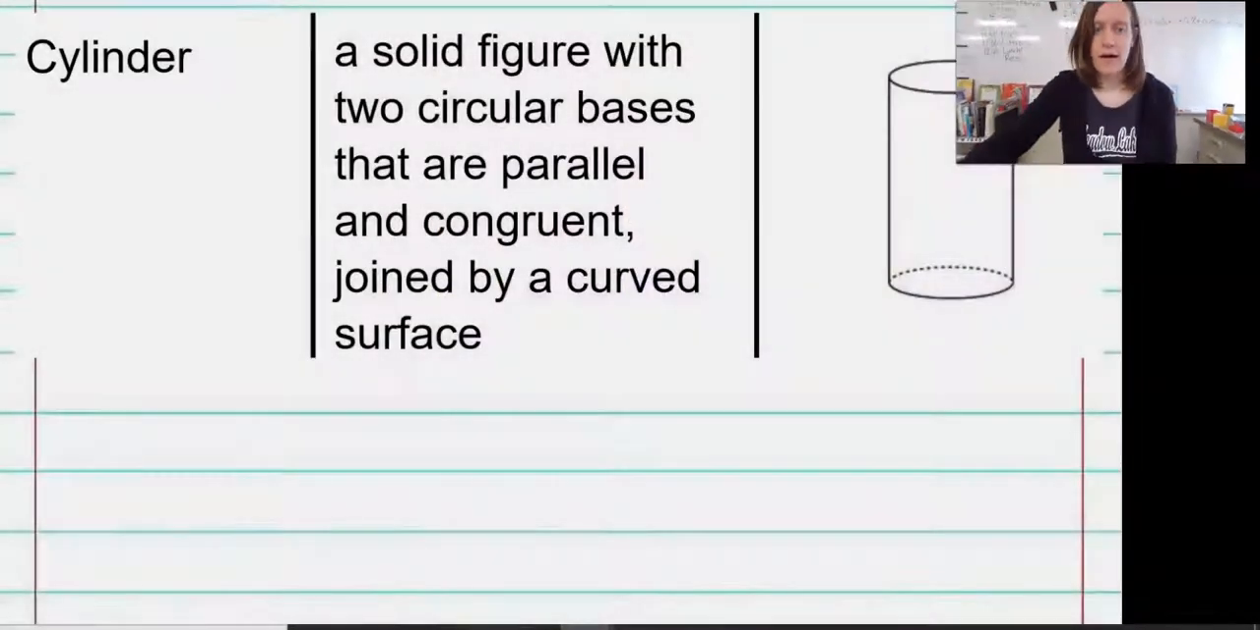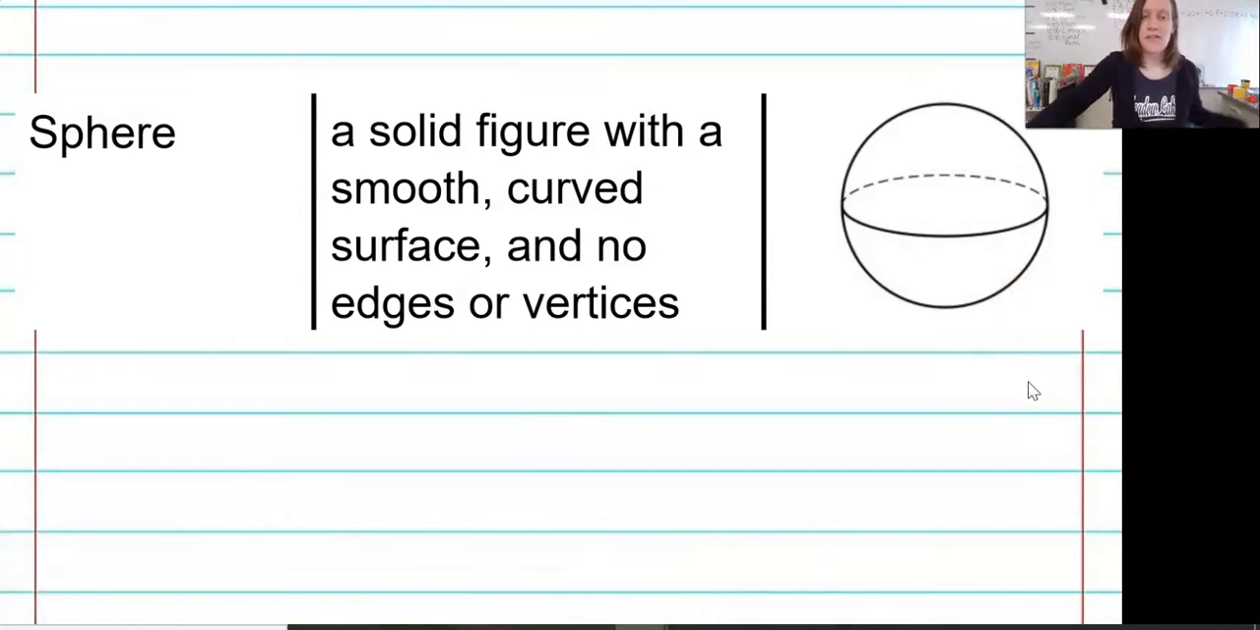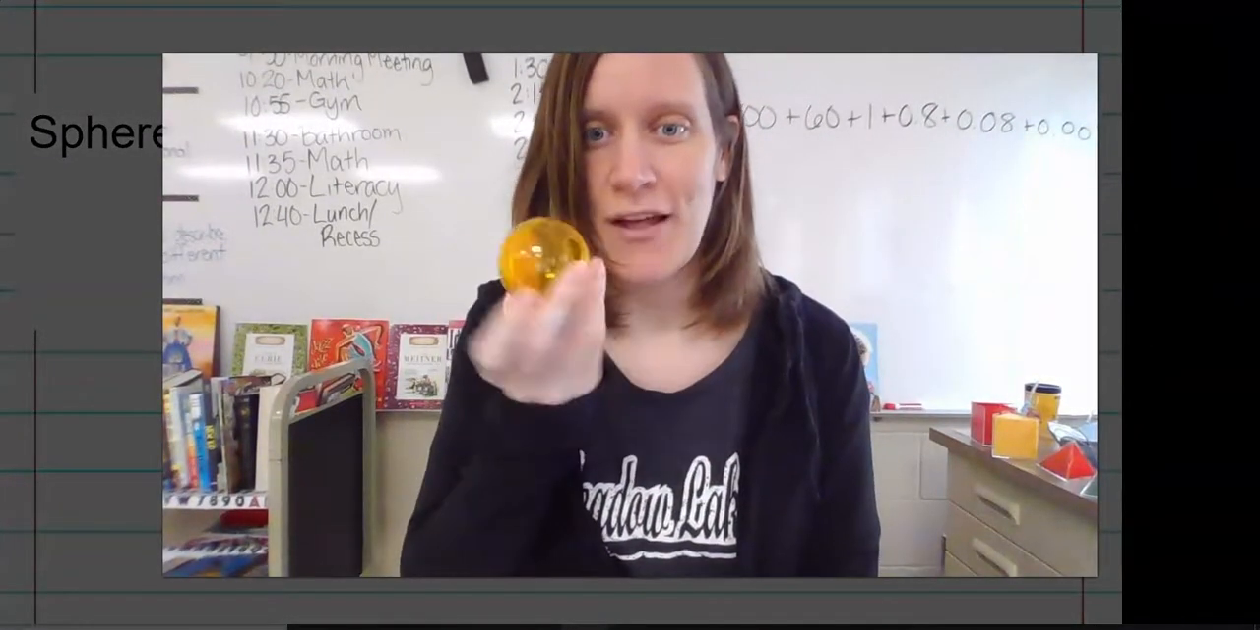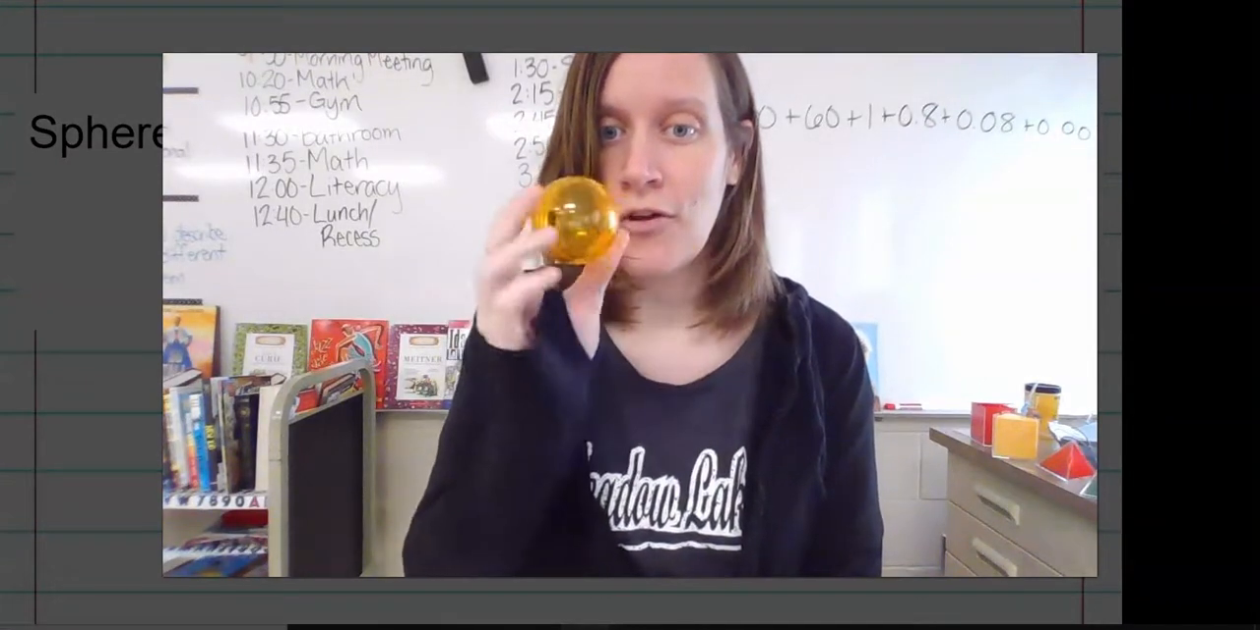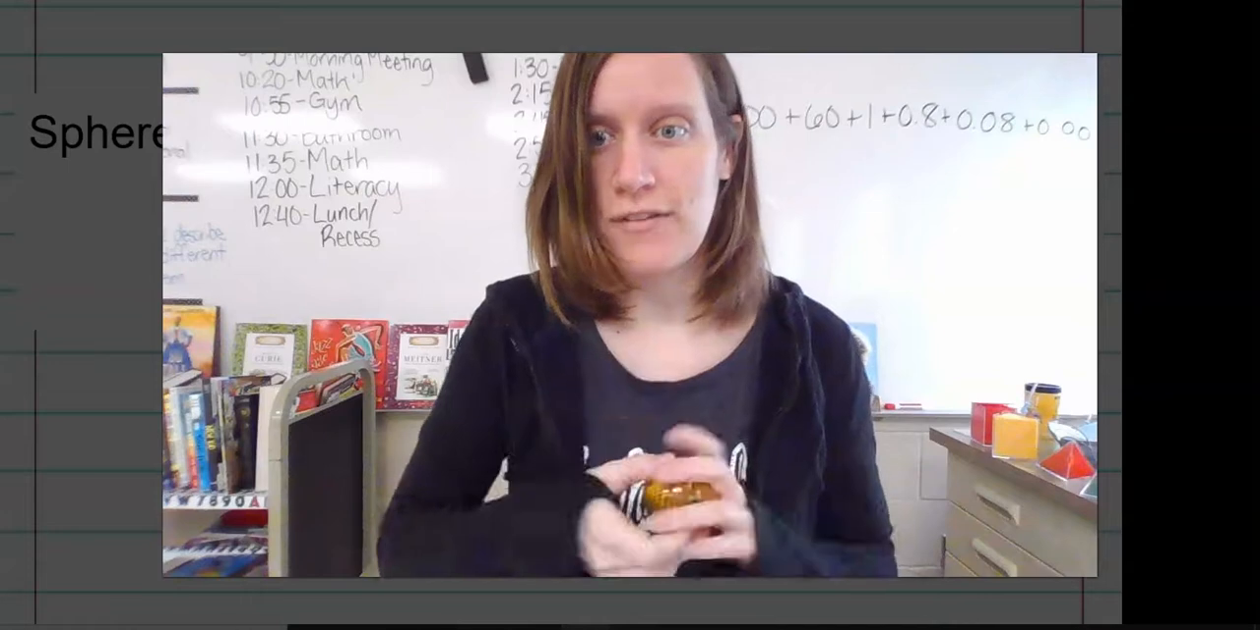Then we also have a sphere. Oh, we have three more. I forgot about this one. We have a sphere. A sphere is a solid figure with a smooth, curved surface, no edges, and no vertices. So this is a sphere. It's a ball. That's what a sphere is. A soccer ball, a basketball. No vertices, just a curved surface, no edges.